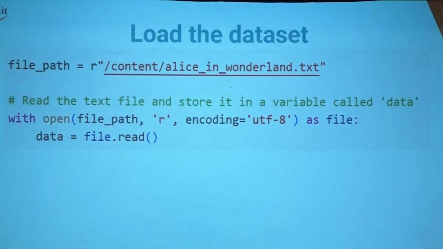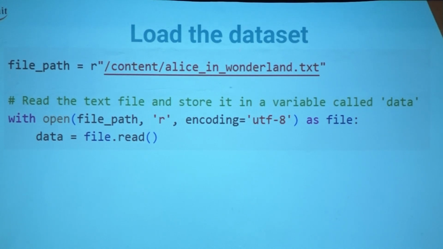Now, the next step will be to load my data set. Here I am using text data. It's a very big text. It's actually a book called Alice in Wonderland. I have uploaded the path onto it. I have the Alice in Wonderland book as a text file, and I uploaded it onto my data set. Now I'm going to read that text file and store it in a variable called data.